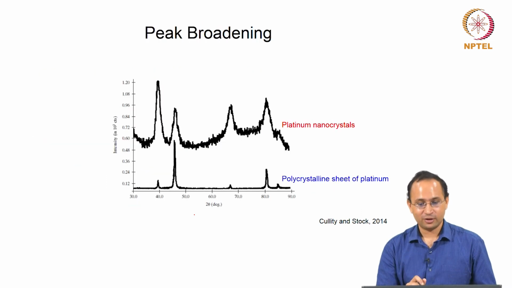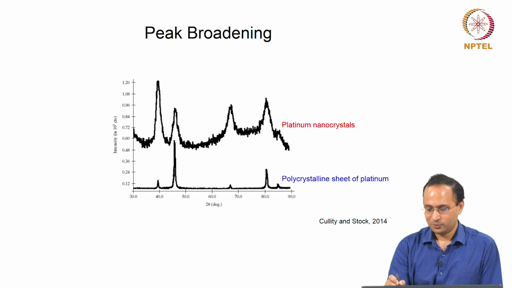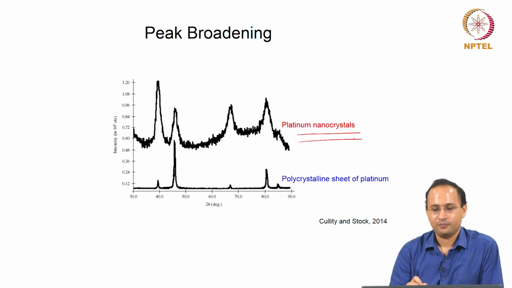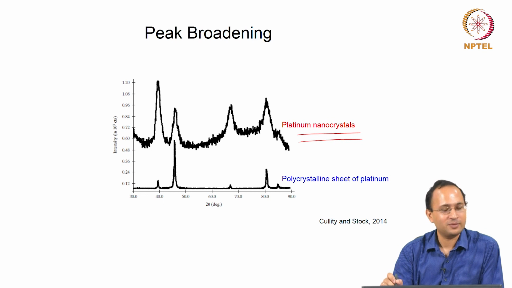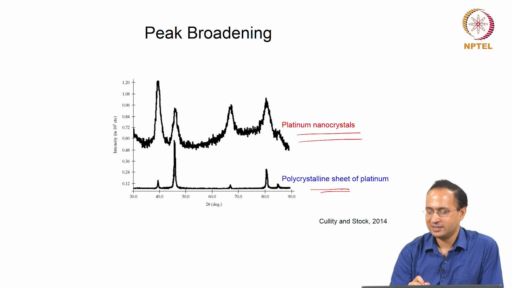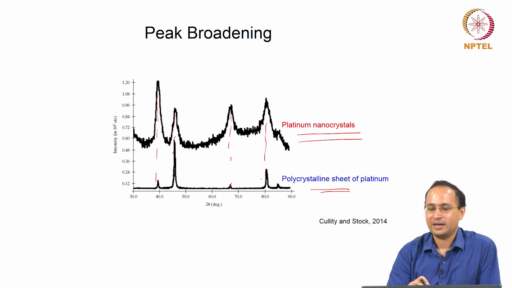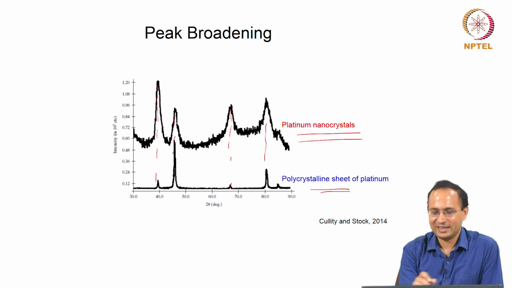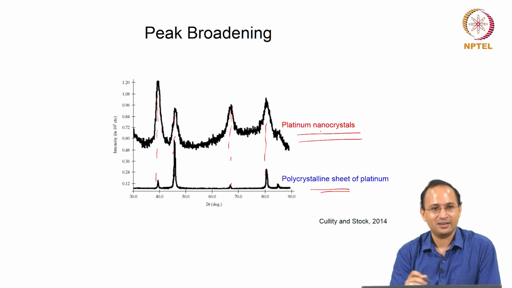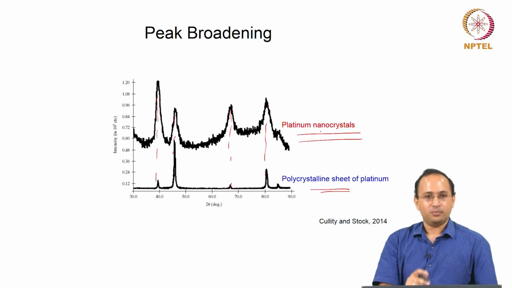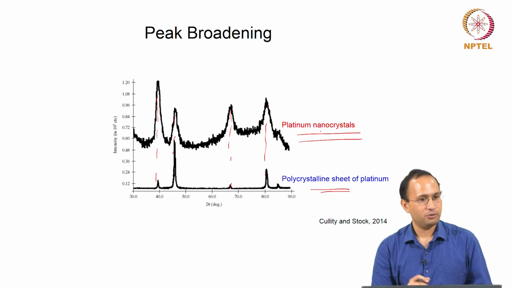Why is it important? Because there is an effect. It is the same material, platinum. Here is the X-ray diffraction of nanocrystals, and here is the X-ray diffraction from a polycrystalline sheet of platinum. See the difference? Peak positions are the same because it is the same material. Peak position depends on your lattice parameters, but you are seeing broadening in the case of nanocrystals.